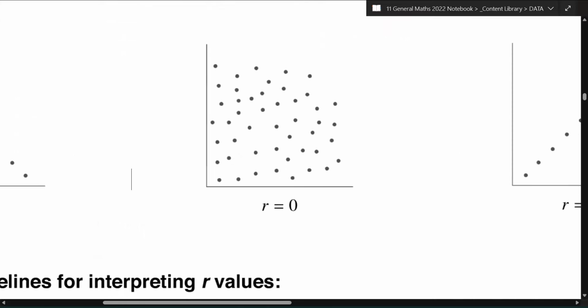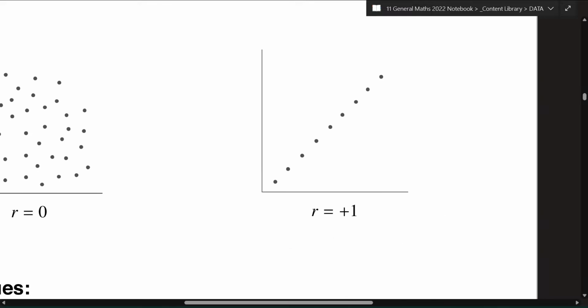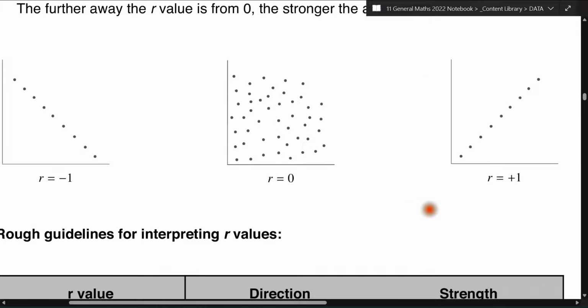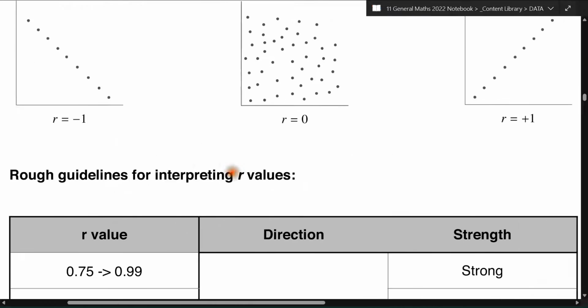An R value of 0 looks like this. Okay, you can see it's all over the place, which means that there's no correlation, no association, no relationship. Okay, no connection. An R value of +1, as you can see there, it's perfectly straight. Okay, and it goes in a positive direction. So you can see the difference again with a -1 and a +1 right there.